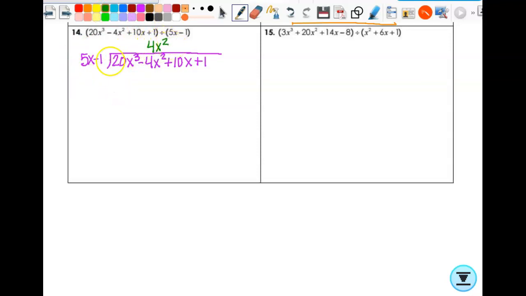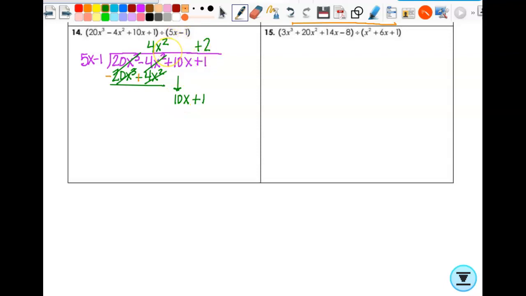I multiply it back. That will give me 20x cubed minus 4x squared. Okay, so then I change the signs here. These zero out and these zero out. So I bring down my 10x and I bring down my plus 1 since I zeroed out 2 of them. 5x goes into 10x 2 times, so I put it above this.